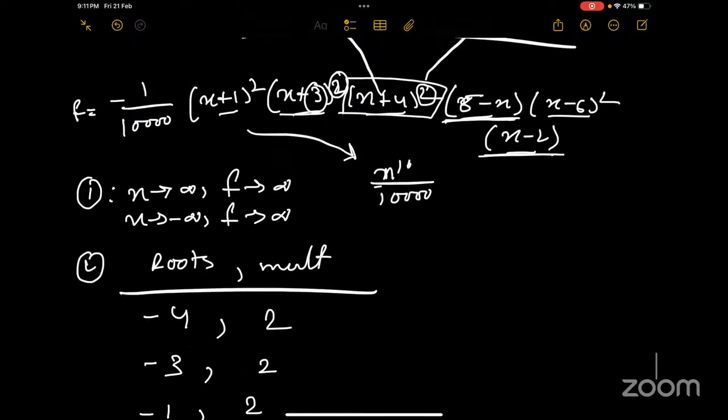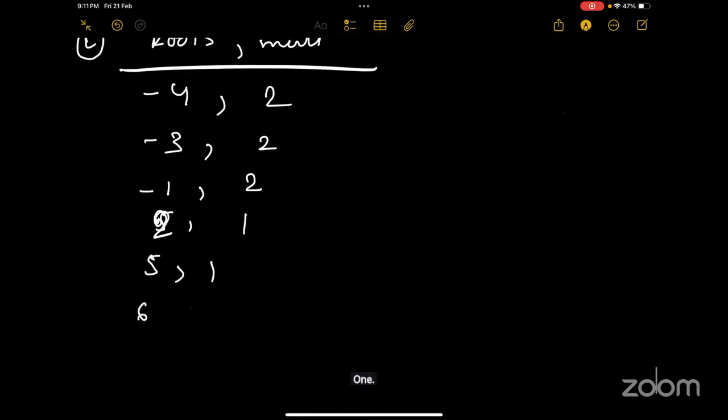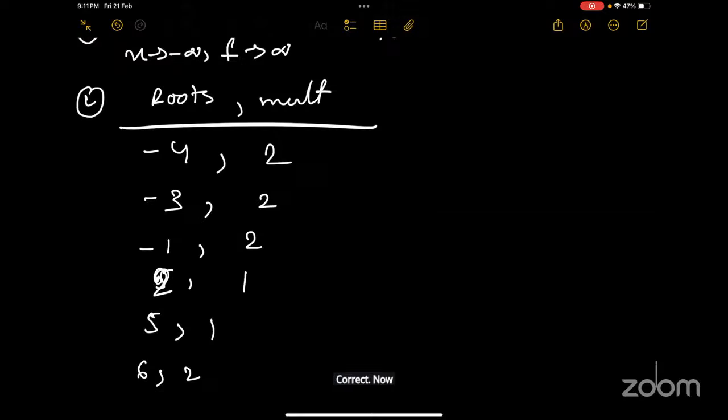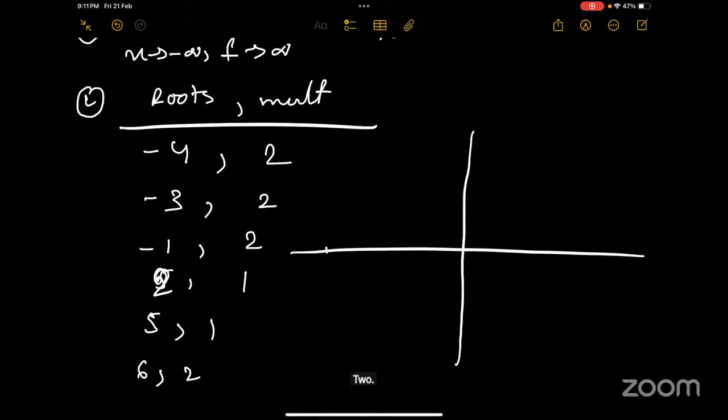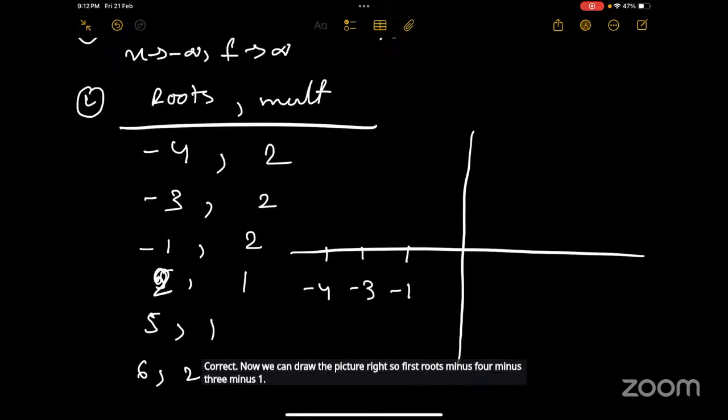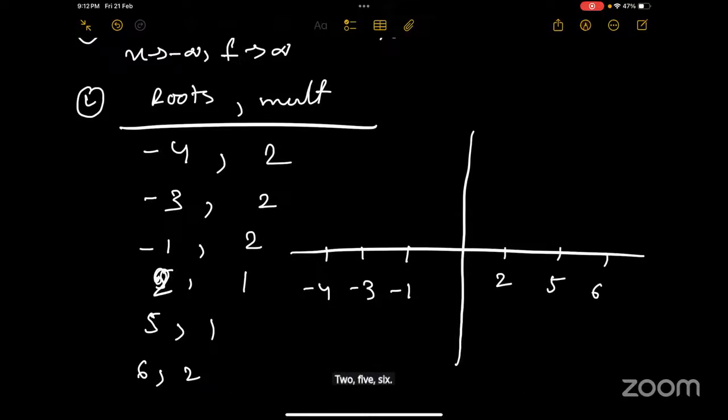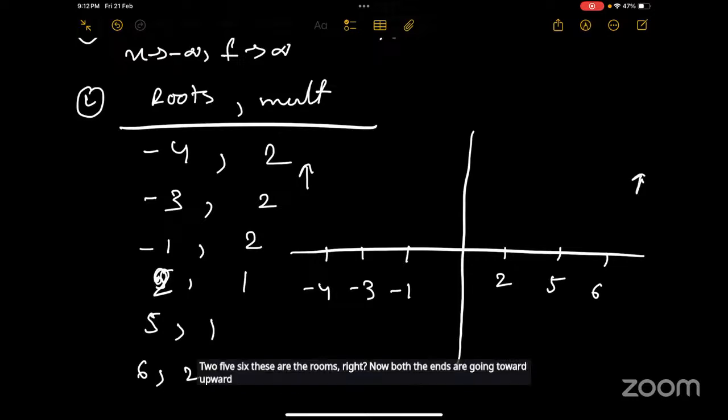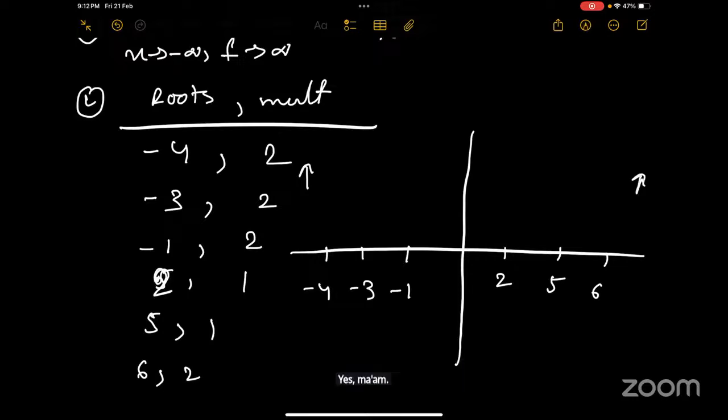Okay. Then 6 with multiplicity 2. Correct. Now we can draw the picture, right? So first the roots: minus 4, minus 3, minus 1, 2, 5, 6. These are the roots, right? Yes, ma'am. Now both the ends are going in the upward direction. That means like this, right? Correct.